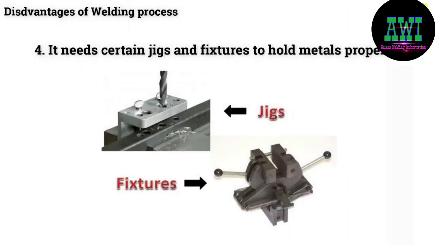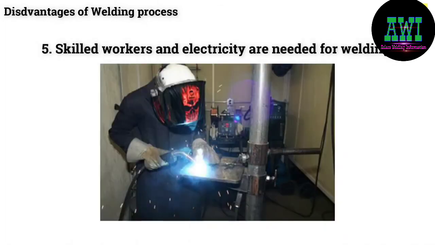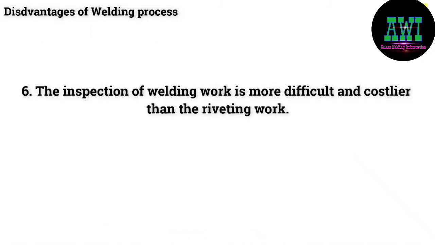4. It needs certain jigs and fixtures to hold metals properly. 5. Skilled workers and electricity are needed for welding. And 6. The inspection of welding work is more difficult and costlier than the riveting work.